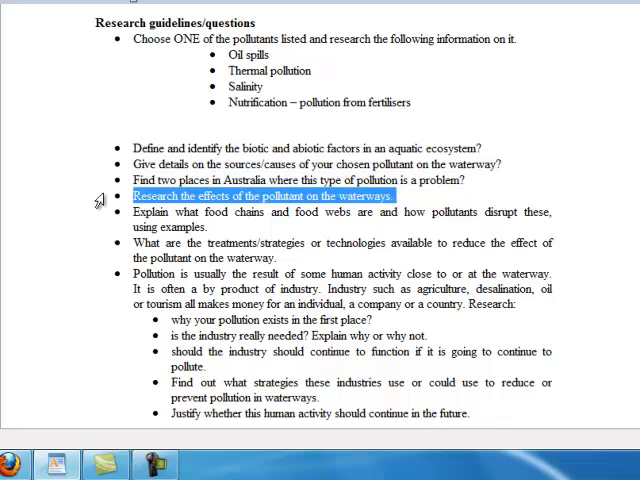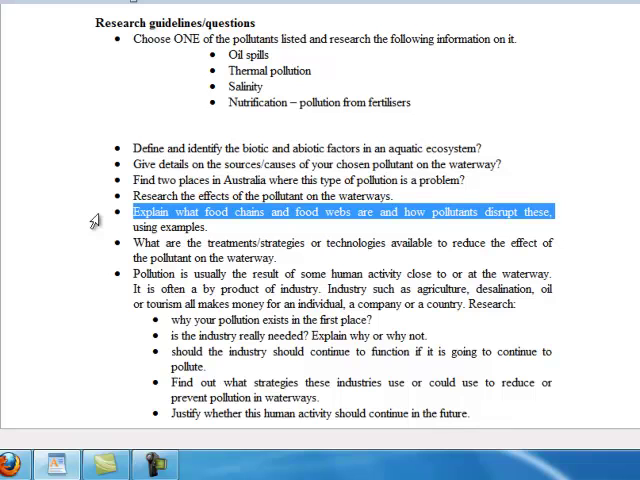Research the effects of the pollutant on the waterways. Now an example of an effect would be that litter, like plastic bags, could actually choke wildlife in the waterways. That's an effect of the pollutant. What effect does your chosen pollutant have on the waterway?